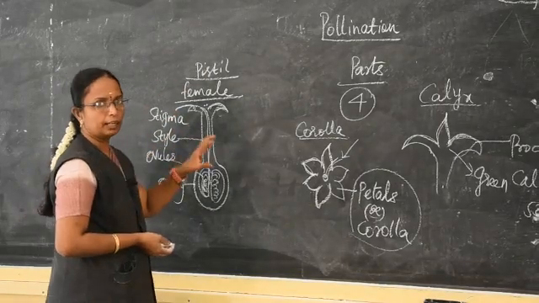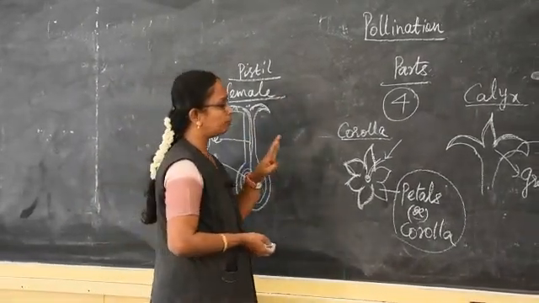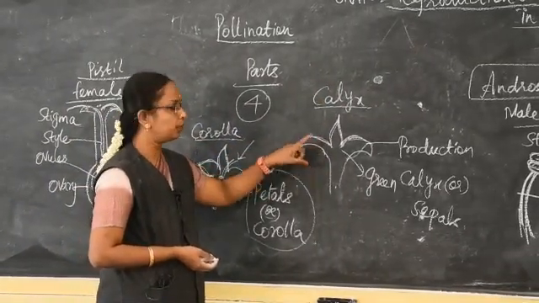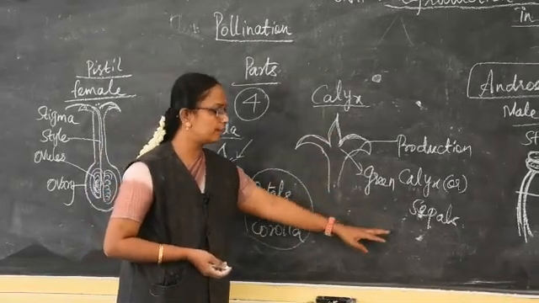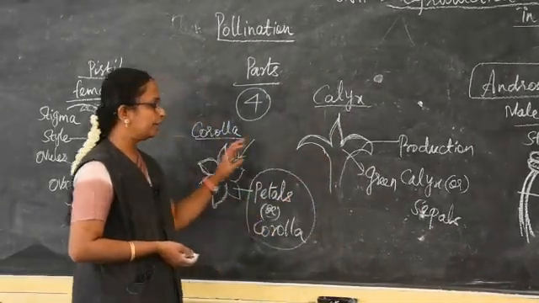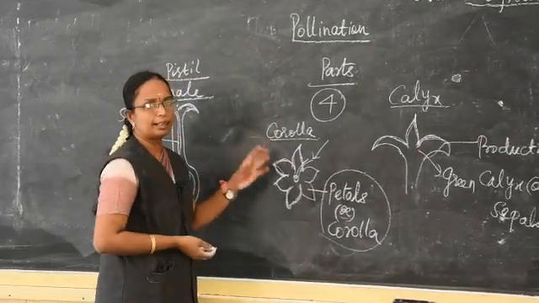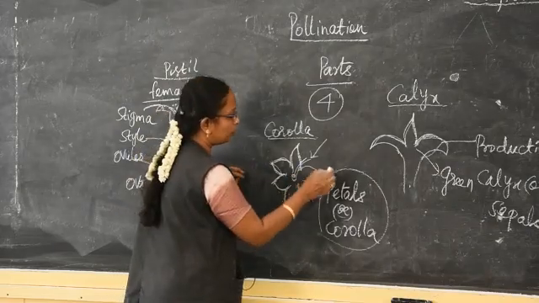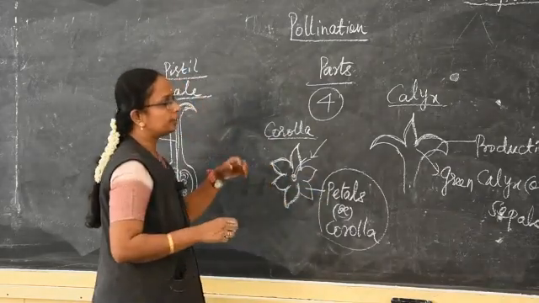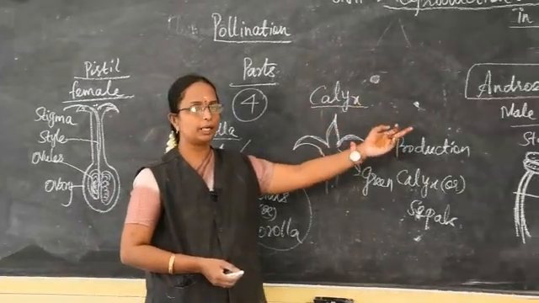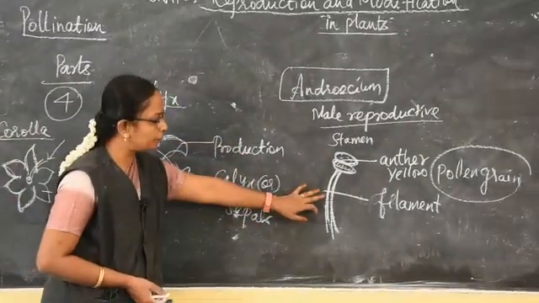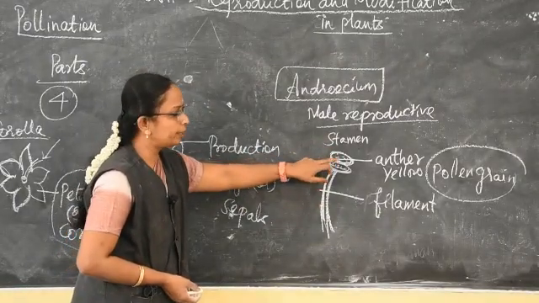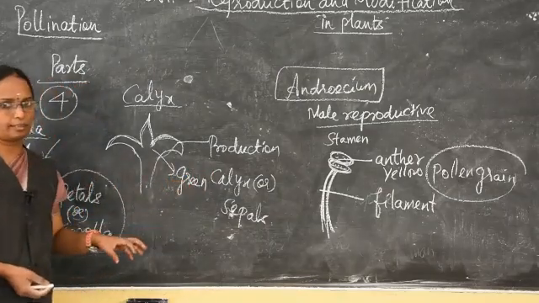So when we take a flower, it consists of four whorls. The outermost whorl is known as calyx, also known as sepal, which is green in color and gives protection to the flower. The next whorl is corolla, which is colored and sweet scented in order to attract the insects, known as petals or corolla. Then the third whorl is androecium or male reproductive organ. It comprises the filament and the anther. Inside the anther, the yellow powdery substance called pollen grains is present.